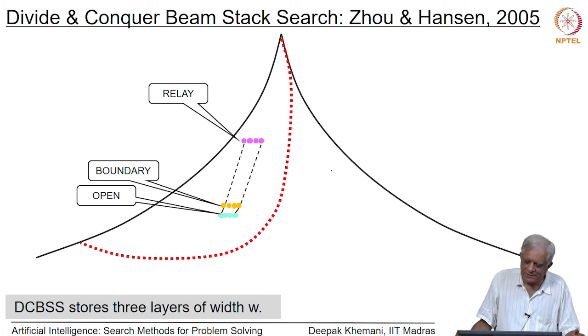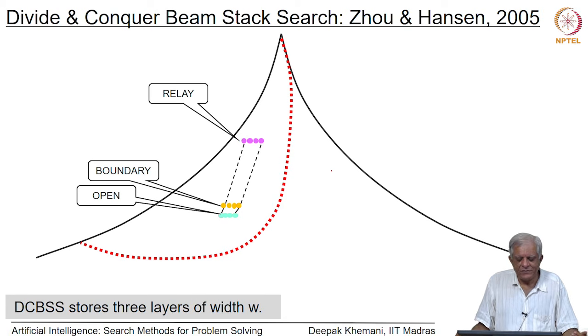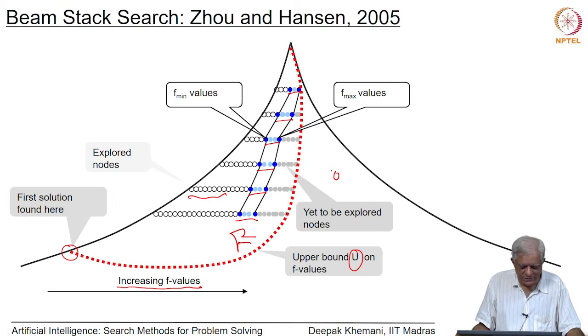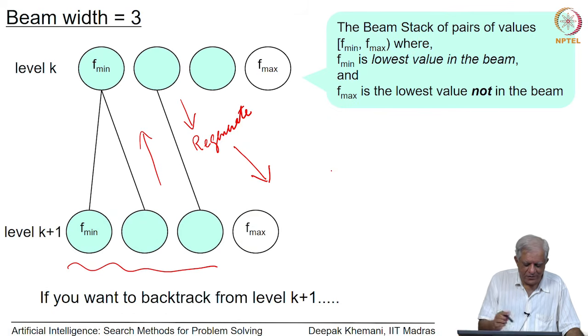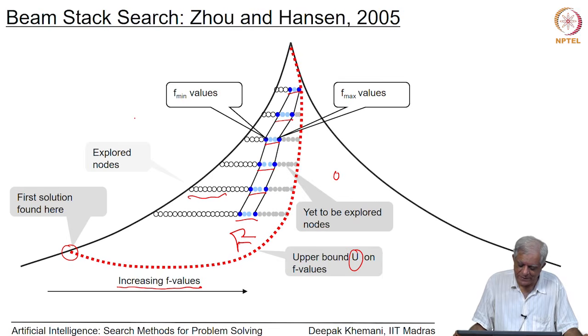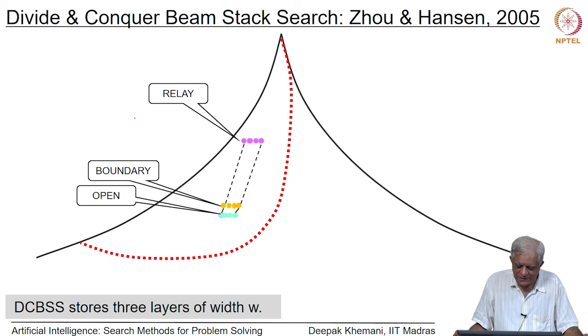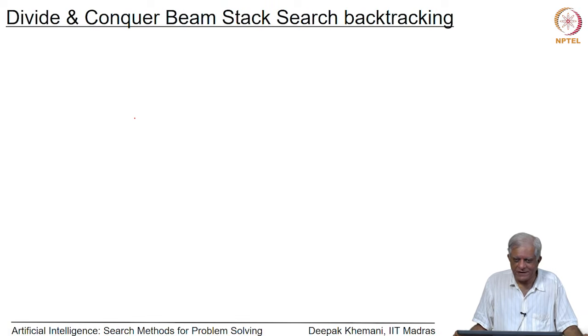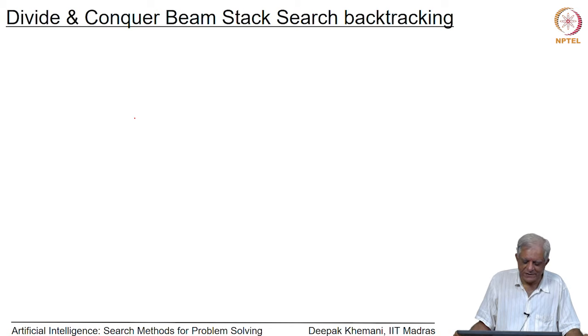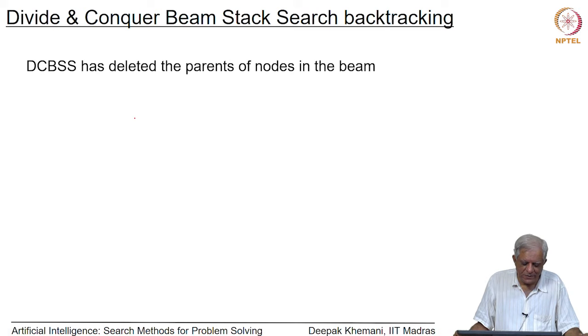We wanted it to be complete as well. Remember that beam stack would go back to its parent. So, if you look at this diagram, you go back to your parent here and then regenerate the node. So, if you have deleted this parent, then how can you do this process of backtracking? That is the next question to address, and that is the last thing we will do for our exploration of A star algorithm. So, how does divide and conquer beam stack search do backtracking?